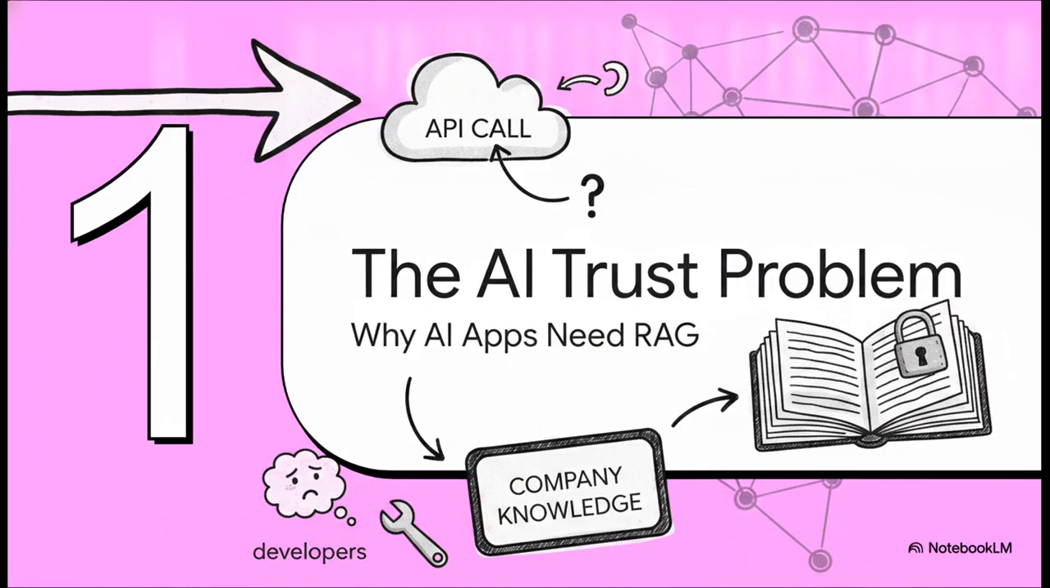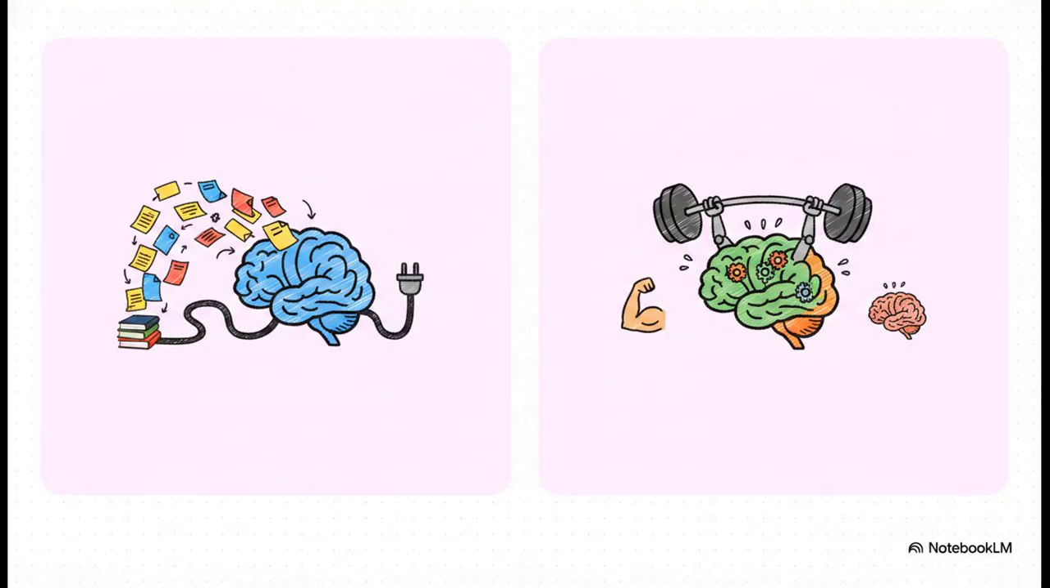Why AI apps need RAG. Now, it's absolutely crucial to frame our discussion here, because a lot of developers mistakenly believe that building an AI app just means making a quick API call to a language model. But here's the thing. An API call doesn't magically give the model access to your private, constantly changing company knowledge.